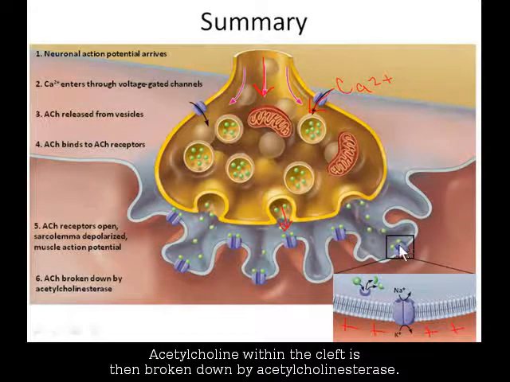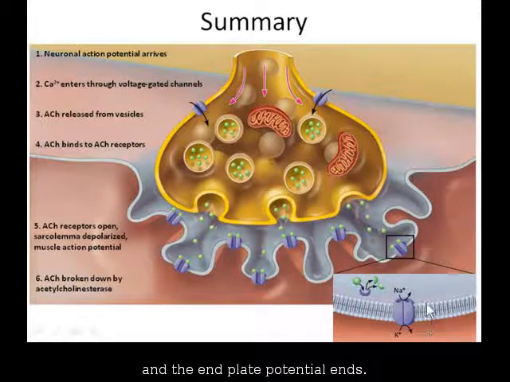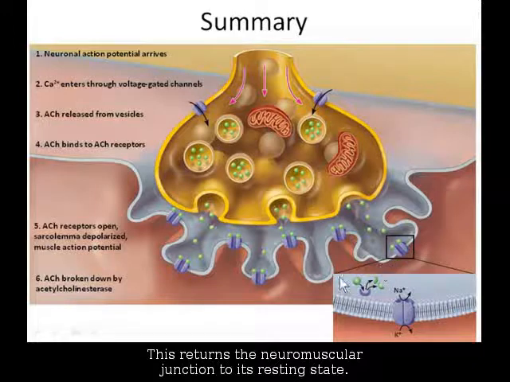Acetylcholine within the cleft is then broken down by acetylcholinesterase. Once the acetylcholine is gone, the acetylcholine receptors close, and the end plate potential ends. This returns the neuromuscular junction to its resting state.